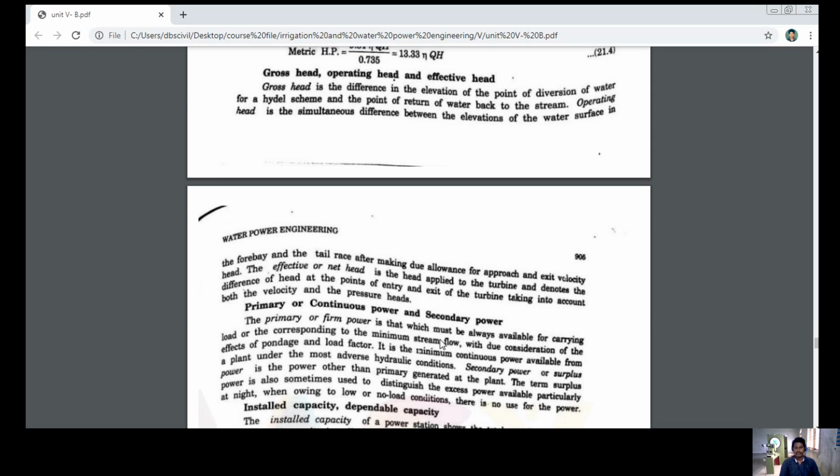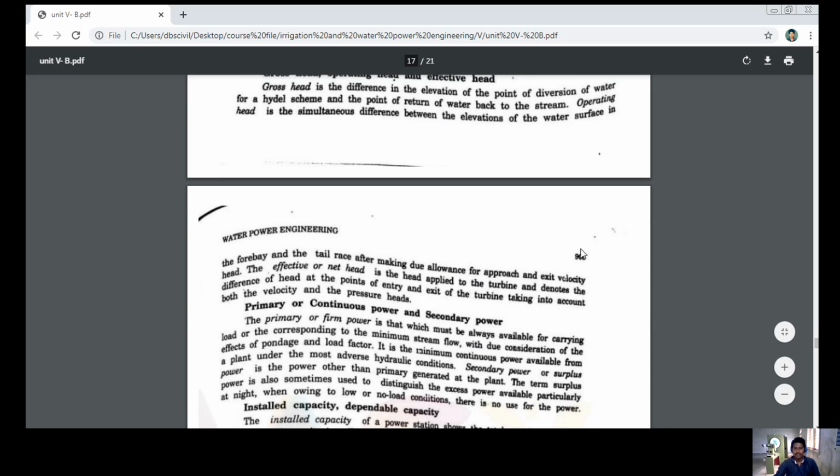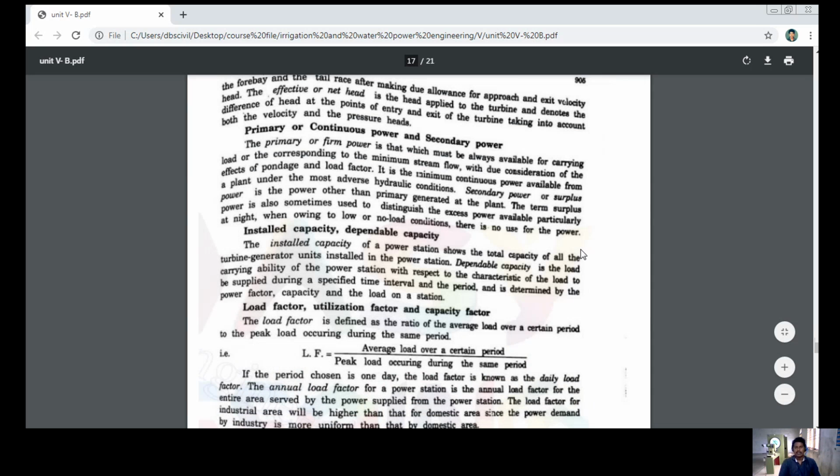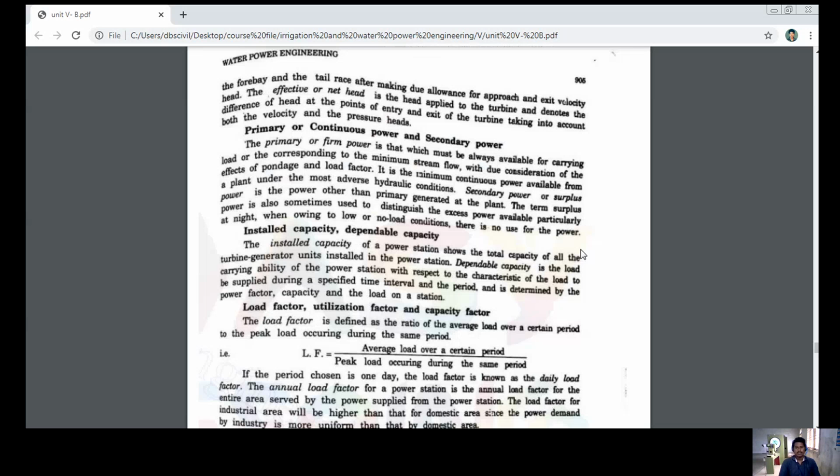Next, primary or continuous power, and secondary power. The primary or firm power is that corresponding to the minimum stream flow, with consideration of the pondage and load factor. We should be clear: it is the minimum continuous power available from the power plant under the most adverse hydraulic conditions. Secondary power or surplus power is the power other than primary generated at the plant.